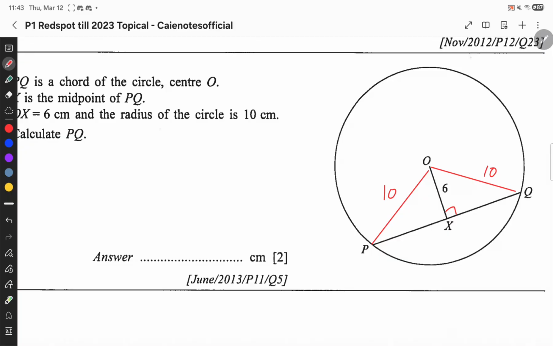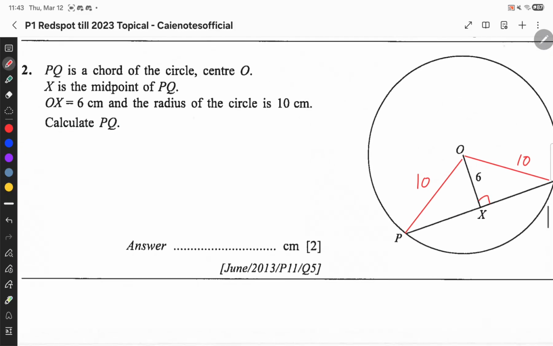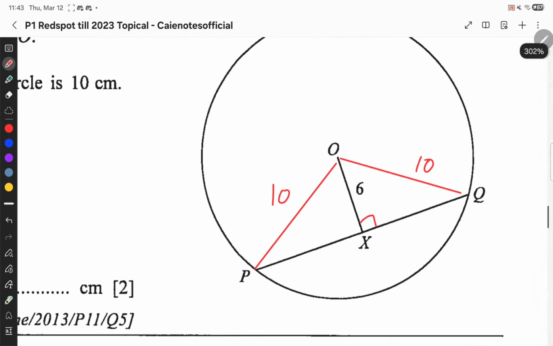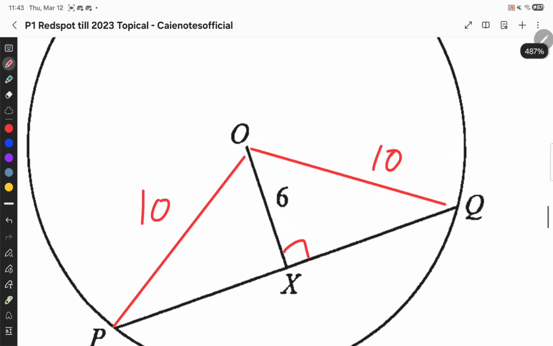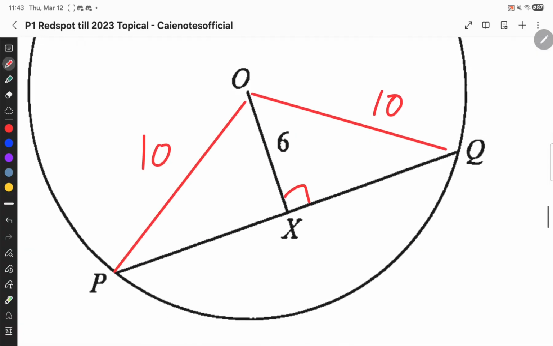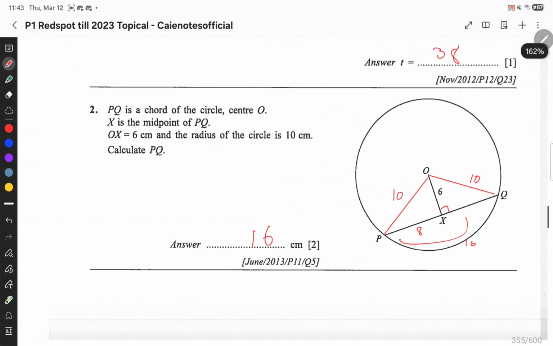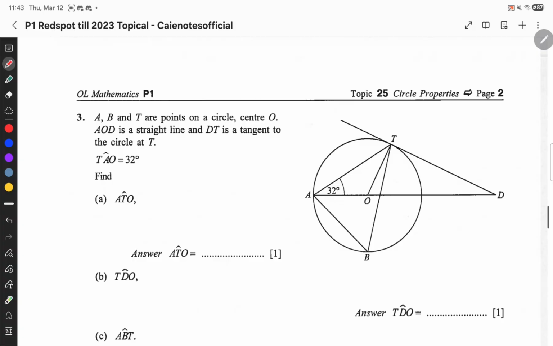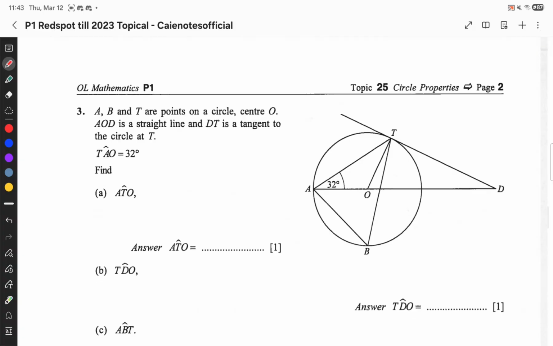This is the midpoint, as told to us, and we need to calculate PQ, which is double the length of this. How do we do this? We just find XQ or PX and then double it to find PQ. So PX will be 8, and then double it to get 16, and 16 is our final answer. Boom. Some trigonometry, some angle properties, and some circle theorems will get you there.